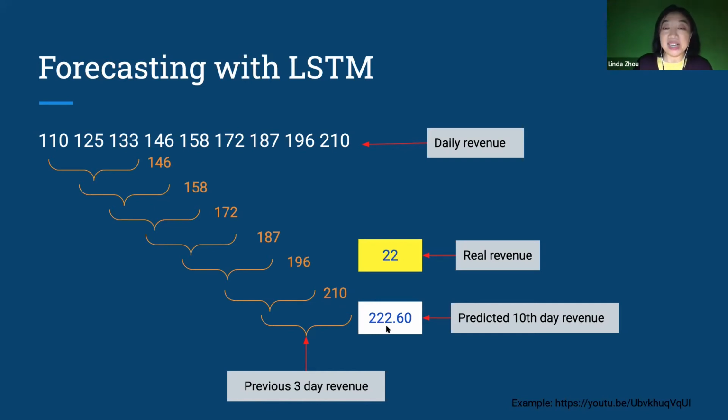So how do you detect an outlier? If your real value that day, the 10th day, is, say, I actually only sold $22, this is way outside the error bound of the predicted value. So that will be an outlier. Okay, this is how you use LSTM, a more deep learning method, to detect outliers.